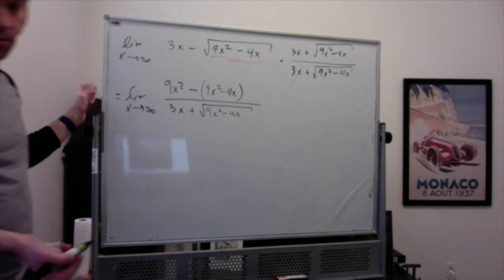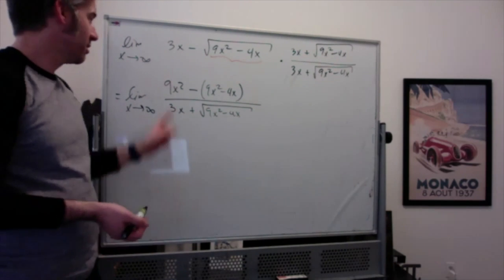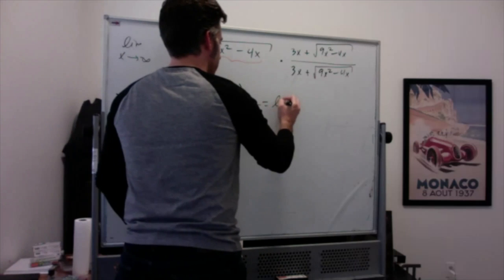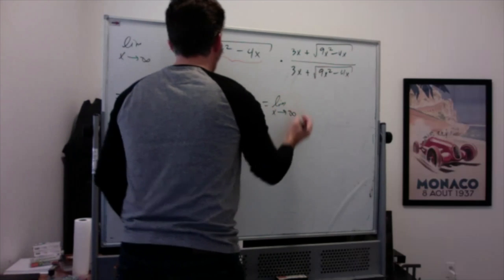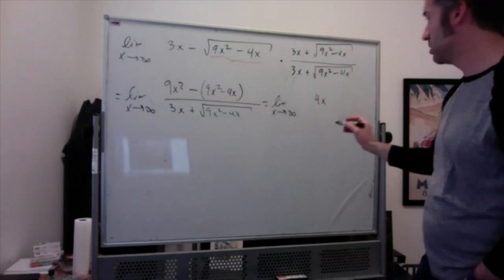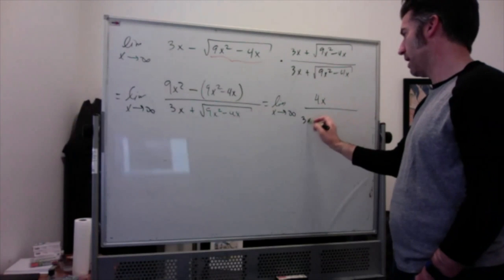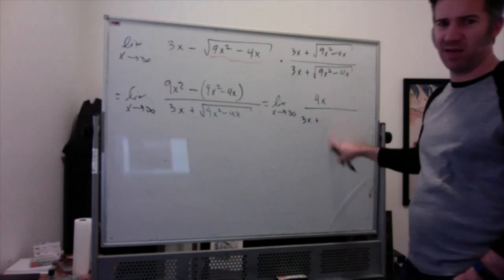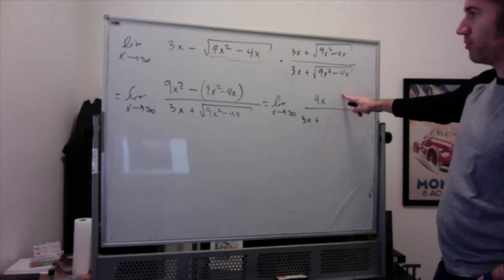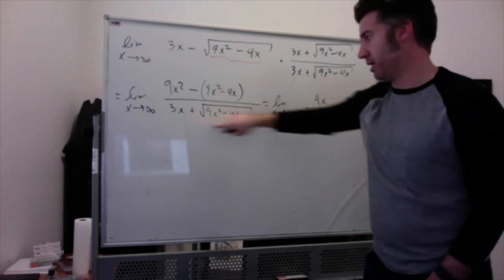And then, not surprisingly, the 9x squared and the minus 9x squared cancel out. So I have the limit as x goes to infinity of positive 4x, because the minus sign distributes, over 3x plus, I'm not going to write this down just yet because there's something I want to do to it. So at this juncture, I have 4x over this.